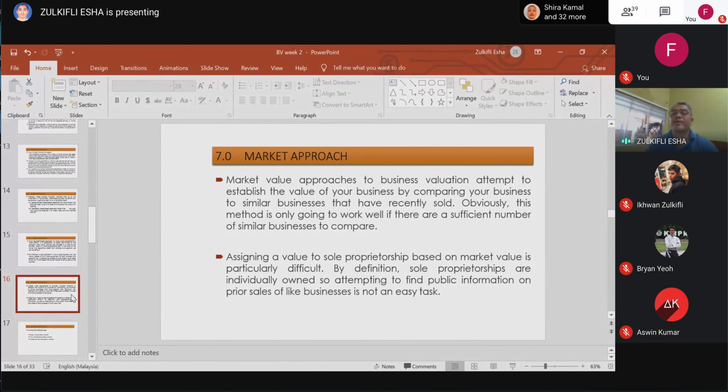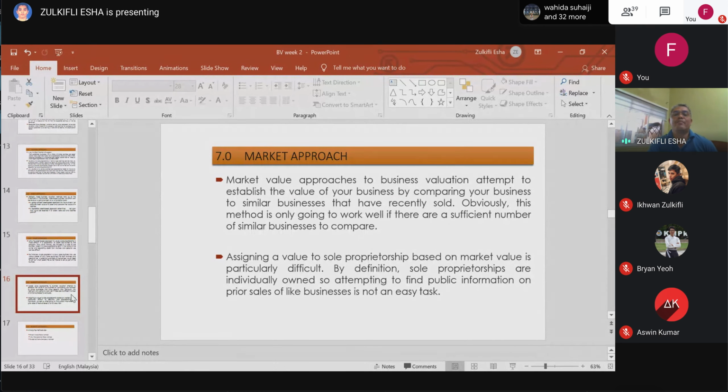By definition, sole proprietorships are individually owned. So attempting to find public information on prior sales of like businesses is not an easy task. It gives an example, the most difficult type of business establishment that you won't easily get comparables for is the sole proprietorship business. Normally the company name will be Zol Trading or Zol Real Estate Agent.